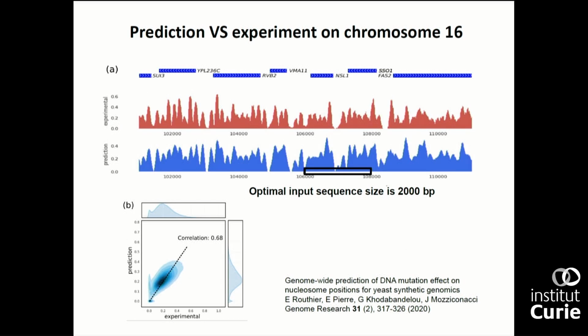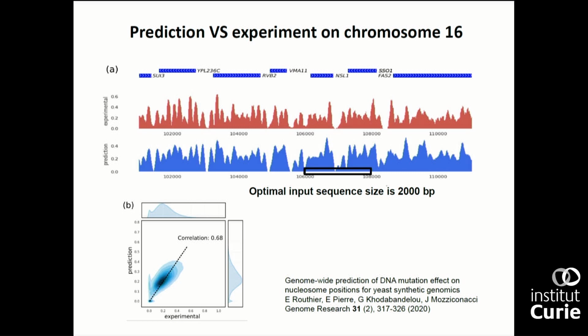And this is what I get. So this is the same region which I showed you before with the genes here. This is the experimental signal. This is the prediction. And you see, okay, it's pretty good. Actually, you can plot the experimental value versus the prediction. You have a correlation of 0.68, which is really fine compared to, better than, methods which were developed before, which did not rely on deep learning.